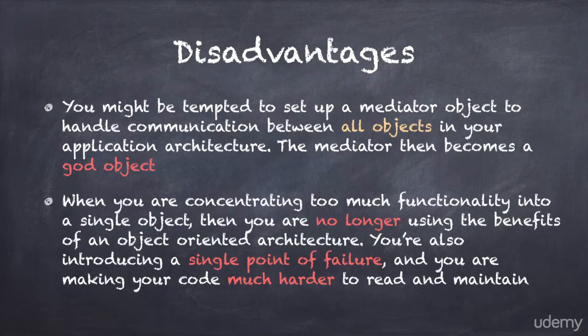However, when you do this, you are concentrating all communication logic of an entire application into a single object. This object then effectively becomes a God object, an all-knowing and all-seeing object that manages all aspects of your application. A God object is an anti-pattern. When you are concentrating too much functionality into a single object, then you are no longer using the benefits of an object-oriented architecture. You are also introducing a single point of failure, and you are making your code much harder to read and maintain.